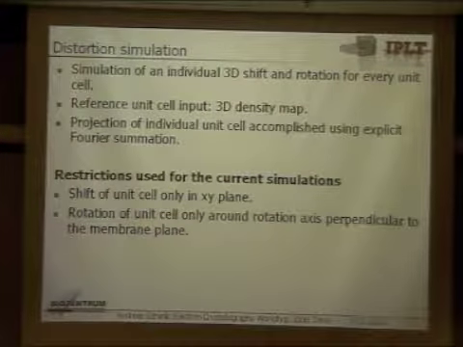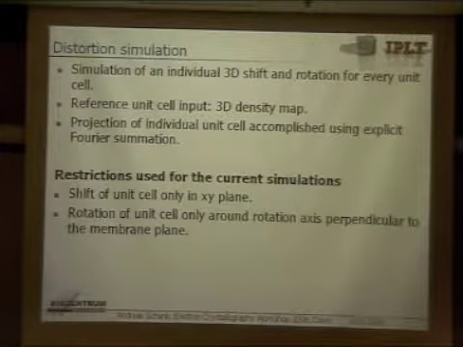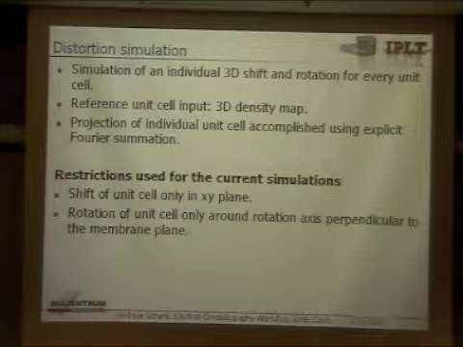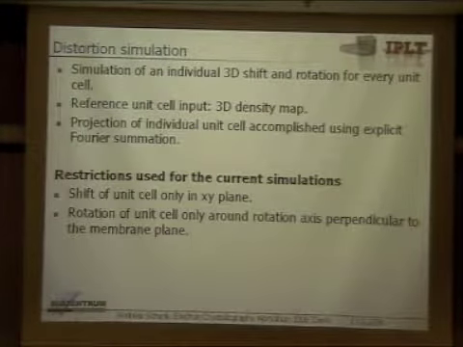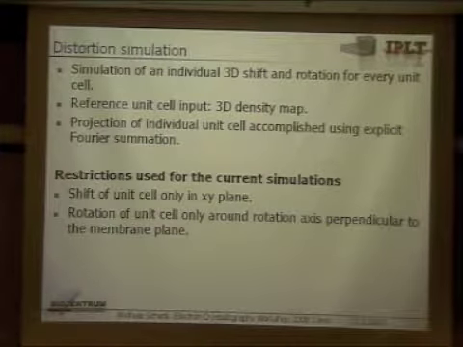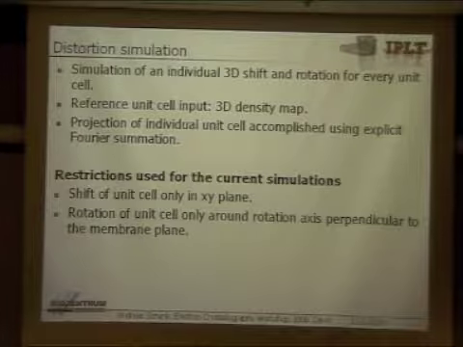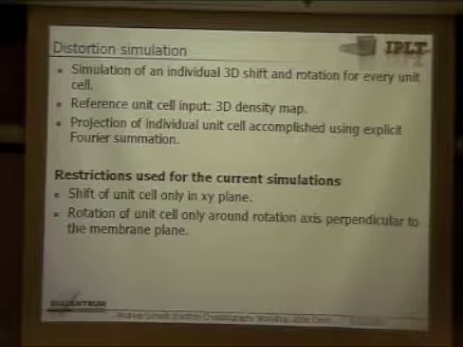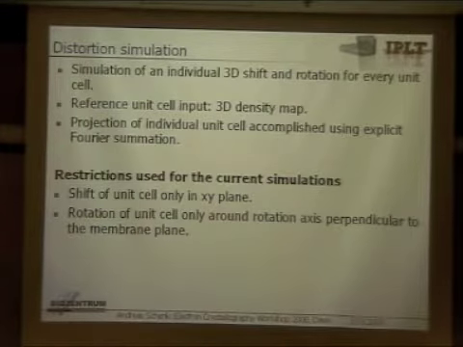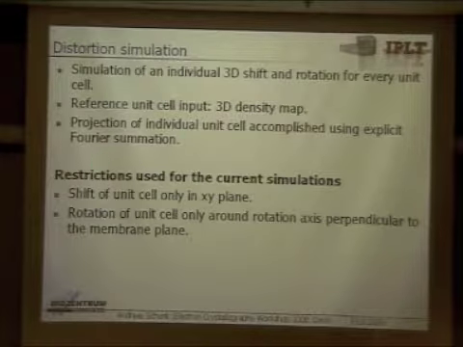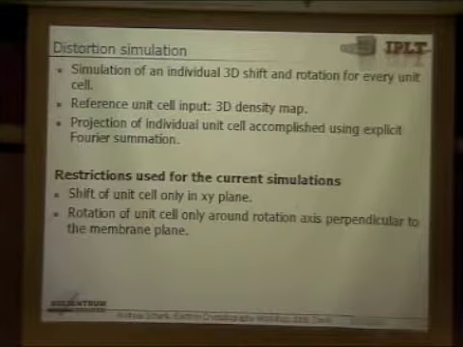For this simulation, I basically just filled a part of the unit cell with noise, and also was running the simulation several times, every time regenerating the unit cell, just to be sure that the phase error we calculate in the end is not depending on the unit cell itself, but just on the parameters. Okay. The projection of these individual unit cells is performed using an explicit Fourier summation algorithm.